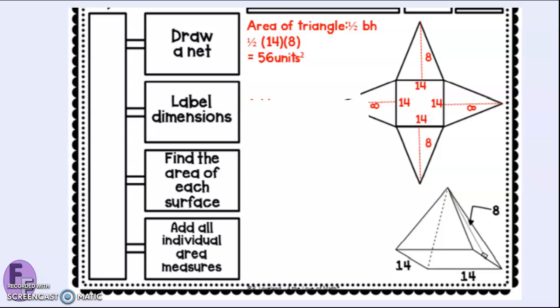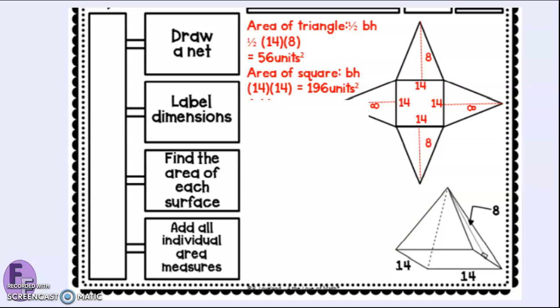Then we find the area of the square. The area of the square is base times height, or S squared. 14 times 14 gives us 196 units squared for the area of the square.